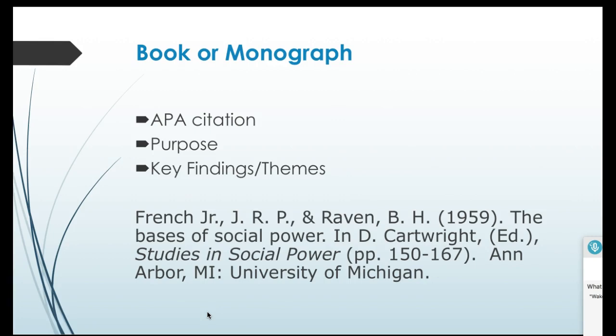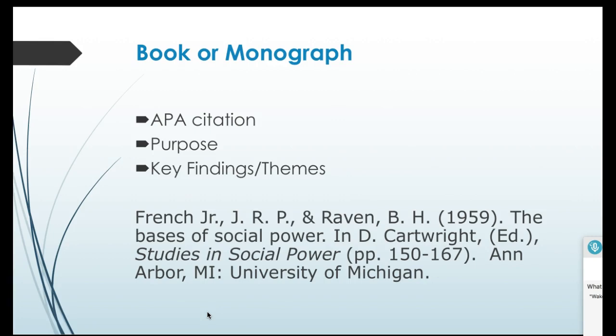And I provided French and Raven, Bases of Social Power, this is their actual APA citation. So you see French and then junior is listed, comma, J period space, R period space, P period, comma, and Raven. The year in parentheses, and then the title.